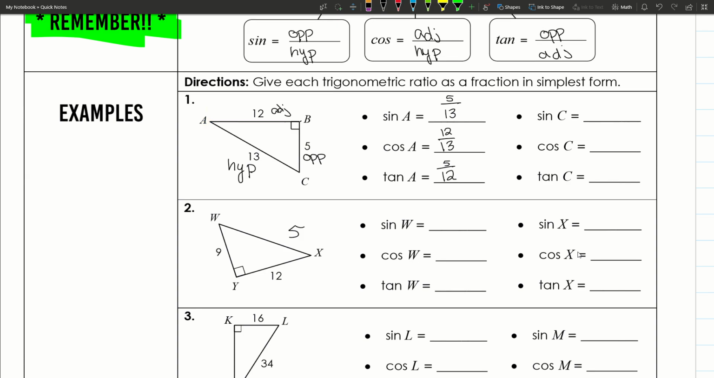Now we need to erase everything we just did except for that hypotenuse, because now we are looking from our C angle. And I know I'm looking there because they told me. My opposite is now 12.